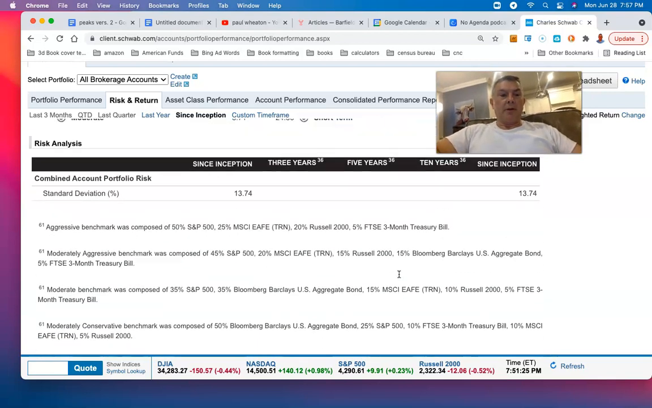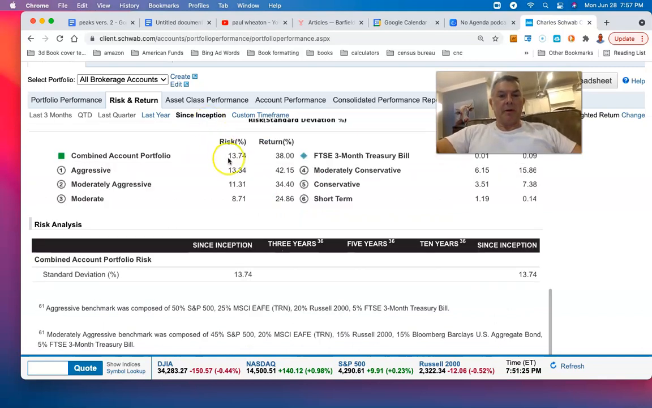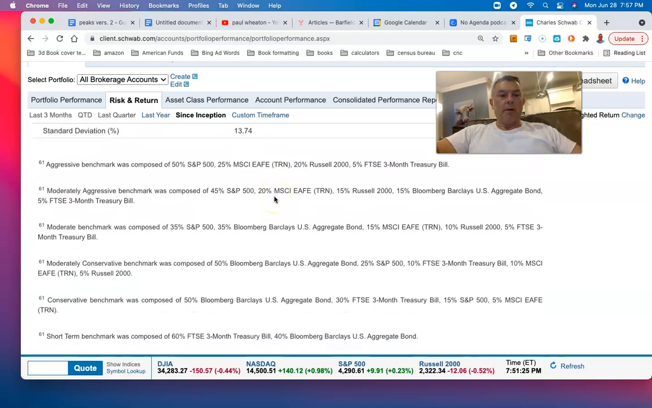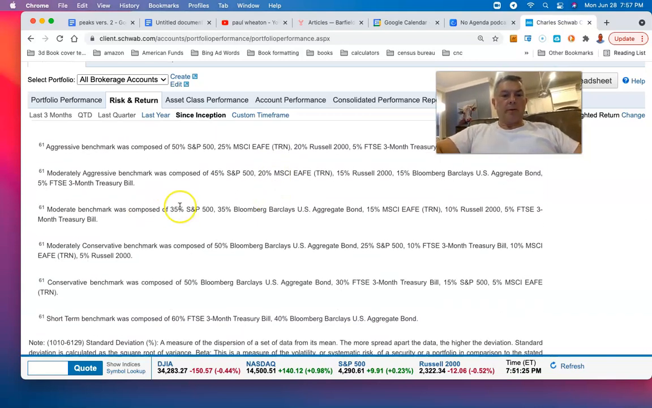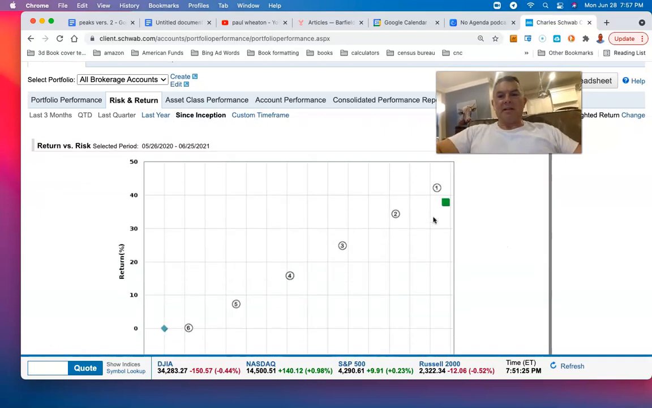And you go down to the difference between the moderately aggressive and moderate. That's a pretty significant drop off, from a risk of 11.3 to 8.71. So moderate was 35% S&P, 35% bonds. They're 45% S&P. Yeah, I can't really figure that out. But I love this, man.